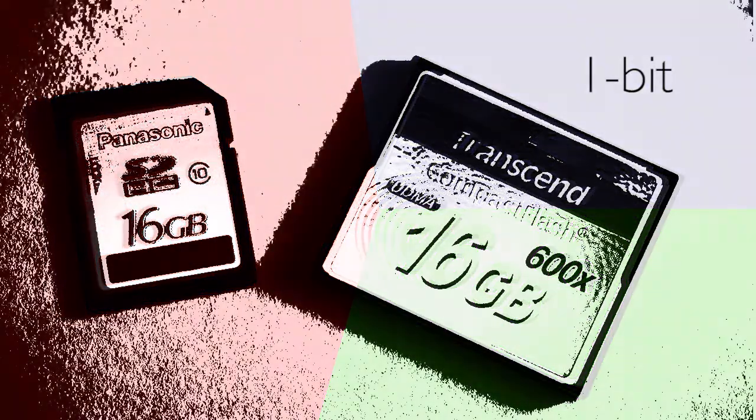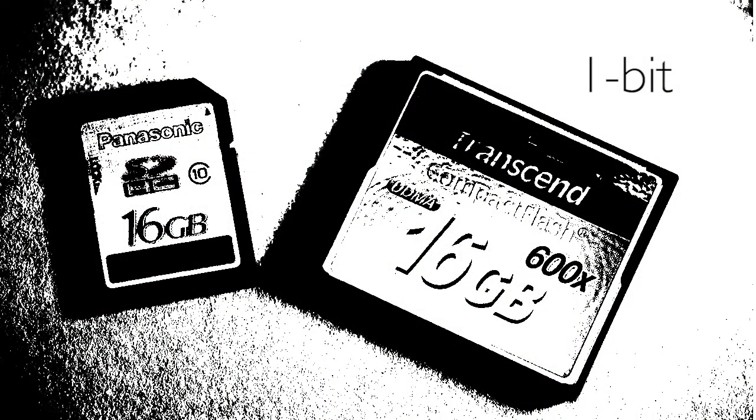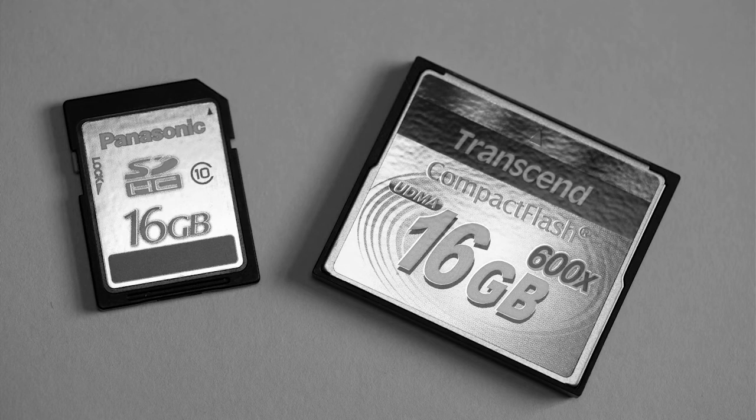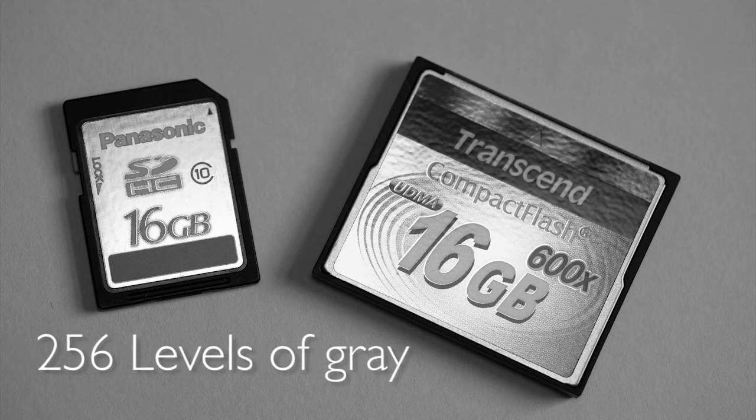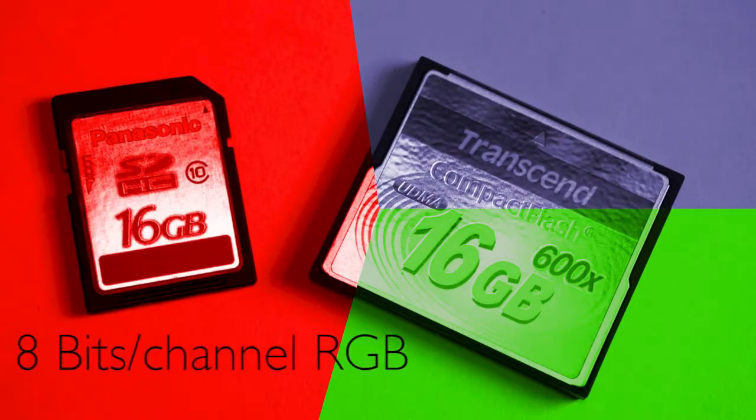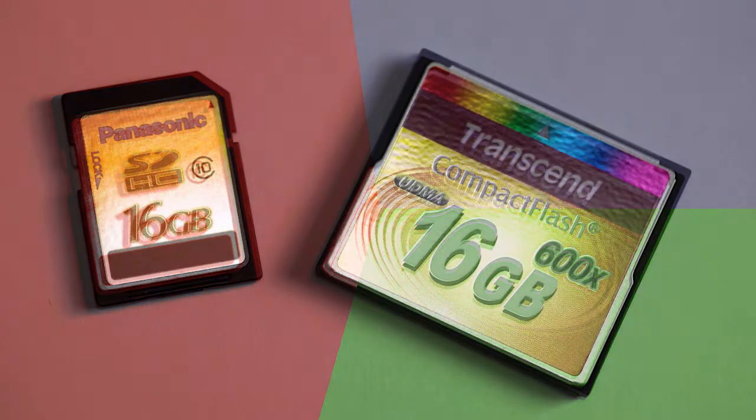A 1-bit image would only represent either total black or total white pixels, no grayscale middle tones. 8 bits represents those 256 levels of gray from black to white, as I mentioned. There are 8 bits of information for each color channel, red, green, blue, which together add up to a 24-bit image.